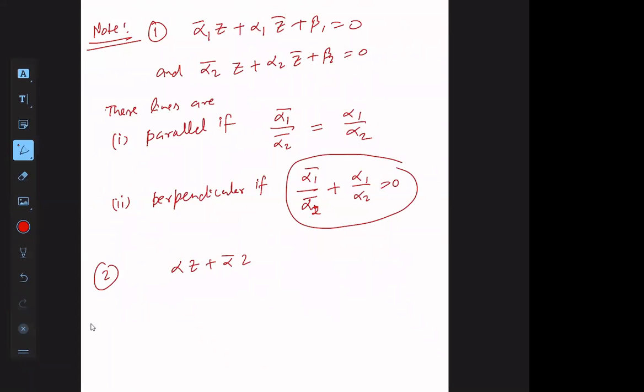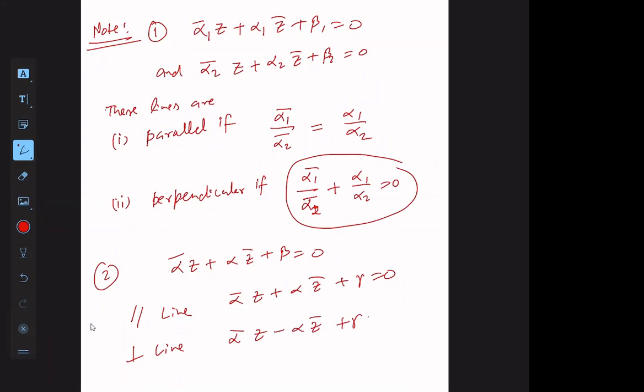Alpha bar z plus alpha z bar plus beta equal to 0. If you need to write a parallel line, then you just have to change this beta only, let's say to gamma. If you need to find the perpendicular line, then you just have to change this sign only.